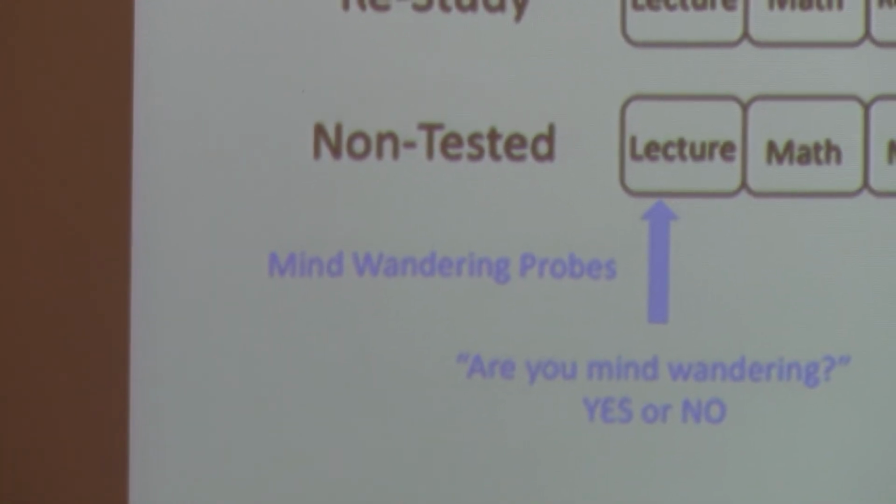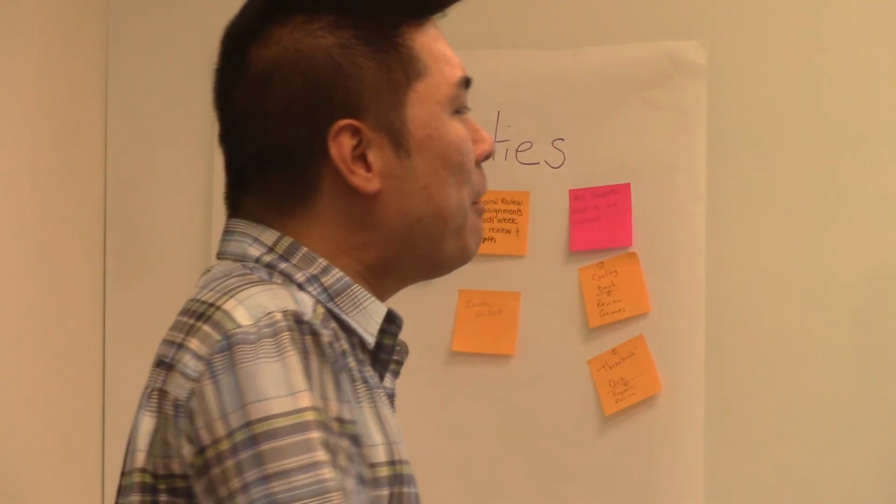A window would pop up on the screen that would ask the participant, the learner, are you mind-wandering now? And they just have to click yes or no. Yes just means I'm not thinking about the lecture right now, and of course no means I'm still focused on the lecture. The probes come at random times, so it's unpredictable. It's not that the student knows in 5 seconds it's going to ask whether I'm mind-wandering, so I should start focusing now.